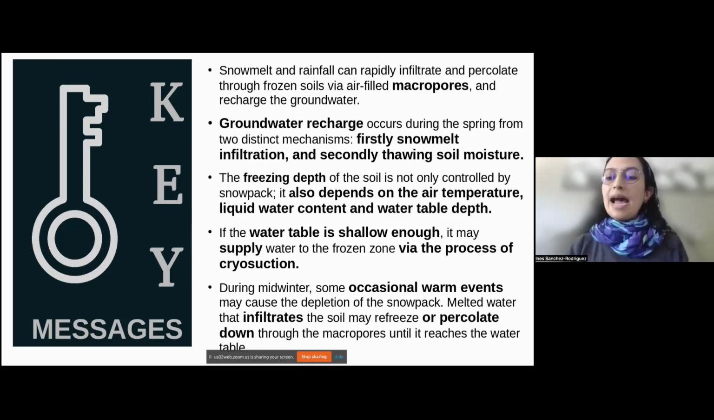Fourth, if the water table is shallow enough, it might supply water to the frozen soil via a process that we call cryosuction. And finally, the midwinter warm events that have been broadly mentioned in this conference so far may cause depletion of the snowpack. And such melted water that finally can infiltrate the soil may refreeze, but also may percolate down through the macropores until it reaches the groundwater table.